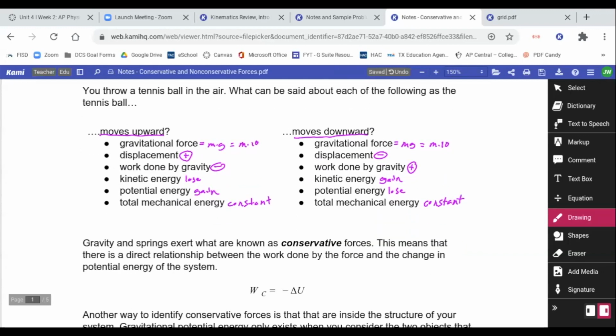Now, this next little paragraph is good information. Gravity and springs exert what is known as conservative forces. What does that mean? Well, the next sentence starts with, this means that there's a direct relationship between the work done by the force and the change of potential energy of the system. I like to say that it means you're not losing any of the mechanical energy within your system to friction. Friction will rob you of mechanical energy. Let me give you an example, okay?